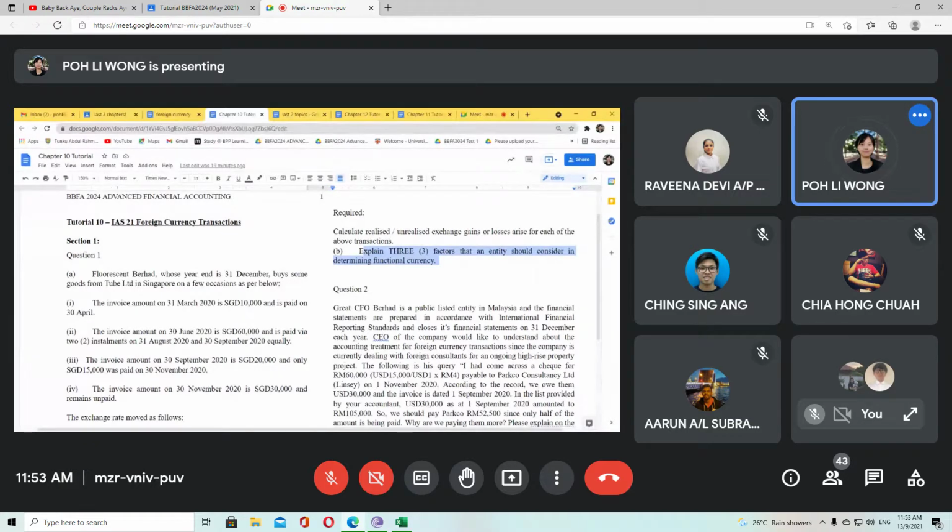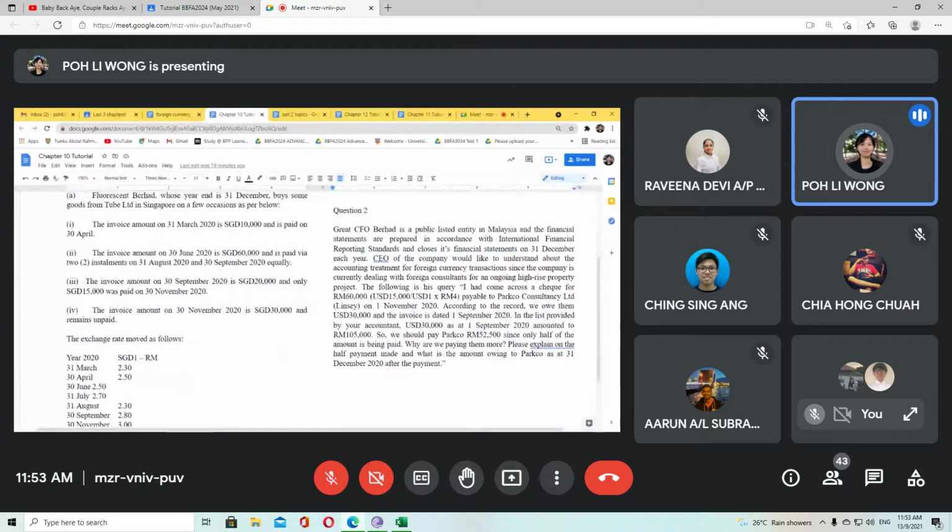All right. The next one, Grade CFO is a PLC in Malaysia. Financial statements are prepared in accordance with IFRS and it closes its financial statements on 31st December each year. The CEO of the company would like to understand the accounting treatment for foreign currency transactions. The company is currently dealing with foreign consultants for an ongoing high-rise property project. So I came across a check for 60,000 payable to PACO. So this is on 1st November 2020.